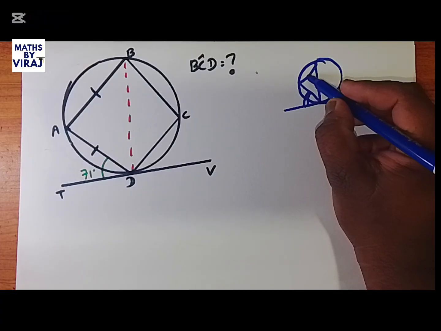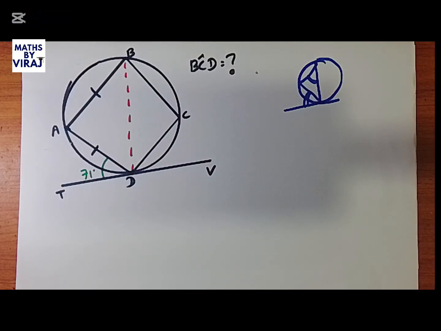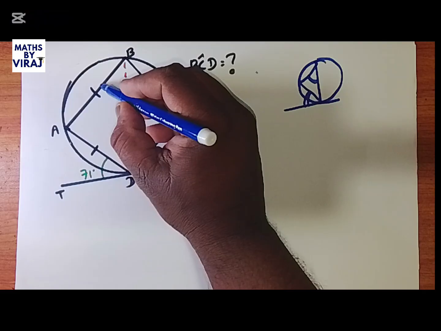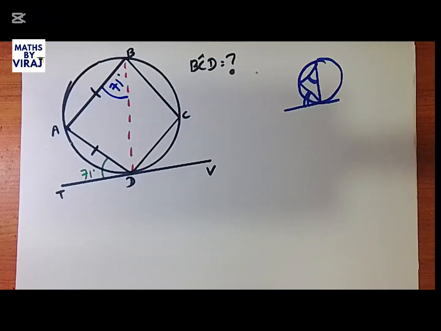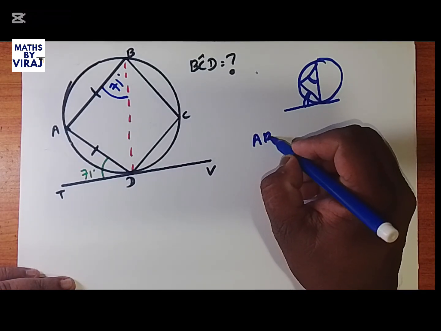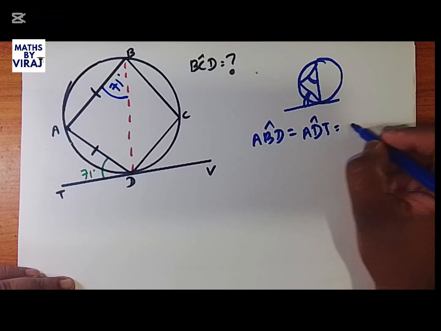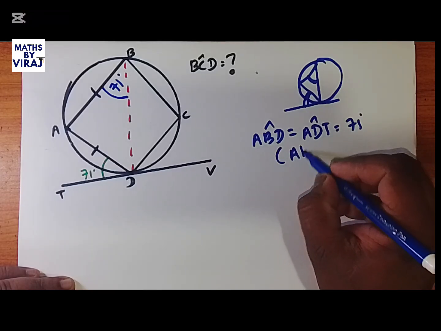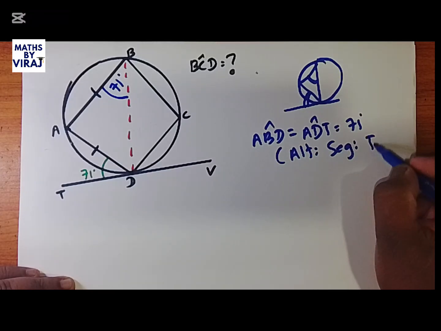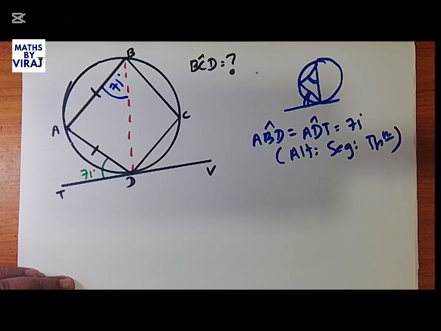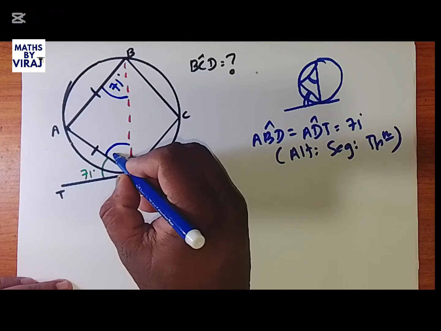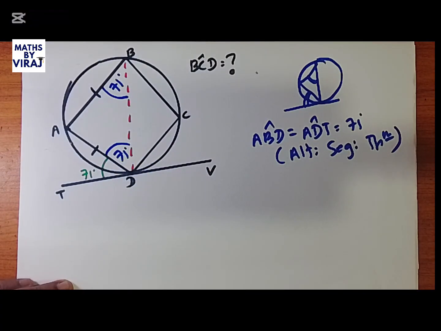These two angles are equal by what? Alternate segment theorem. Therefore, I can say that this particular angle is also 71. That angle is also 71. So I write angle ABD is equal to angle ADT, which is 71. The reason, alternate segment theorem. In short form, I have written. Furthermore, I can also say that this particular angle is also 71. What is the reason for that?